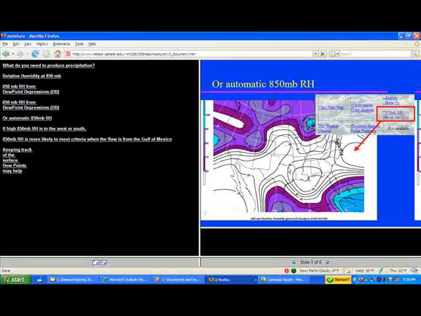Now, we've seen this particular map. This was the map from Ohio State, and that would give us actual relative humidities at a specific time at 12Z. We've already seen how to use that earlier in this module.